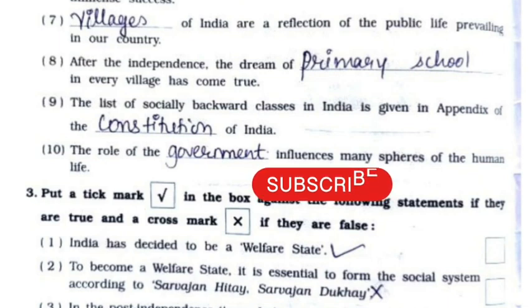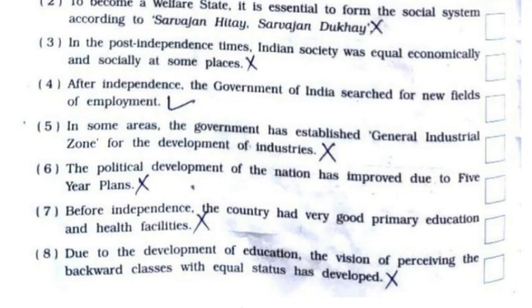For that, first one is India has decided to be a welfare state. It is true. Second, to become a welfare state, it is essential to form the social system according to Sarvajan Hitay, Sarvajan Sukhay. It is false. Third, in the post independence times, Indian society was equal economically and socially at some places. It is false.